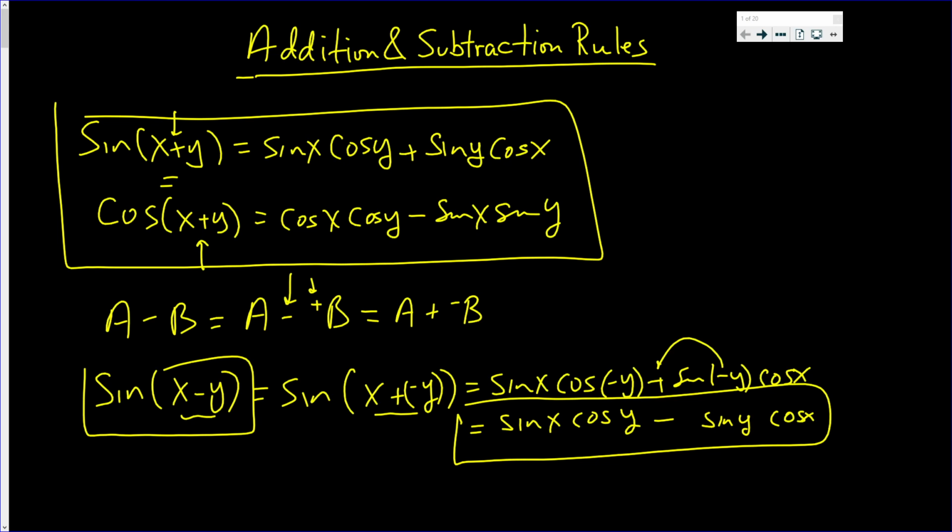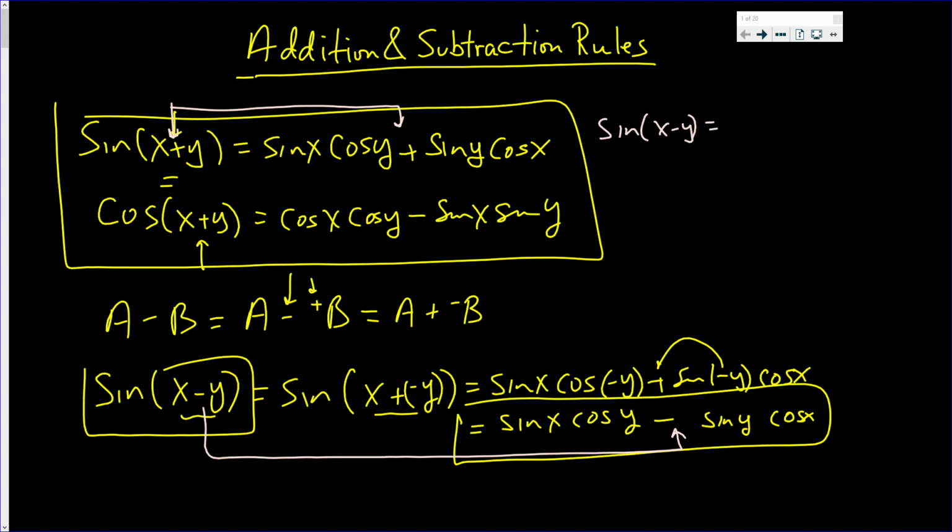Now, another way to remember is, if the sign in the middle is plus, then it's plus. If it's minus in the middle, then it's minus. Okay, so you can remember it that way. Sine of x minus y is the same as that, except the sign in the middle is different. That's a nice way of remembering it. Minus sine y cosine x.